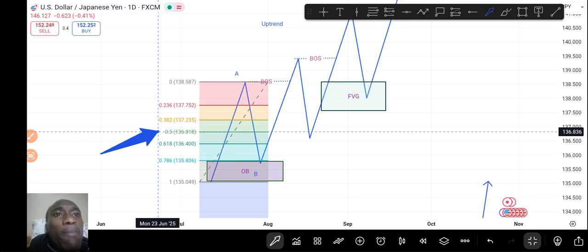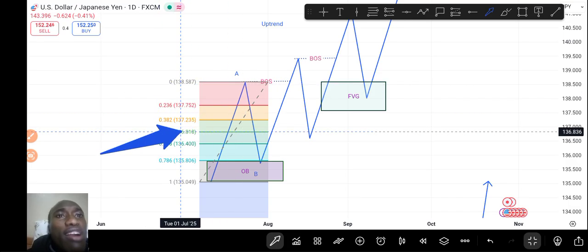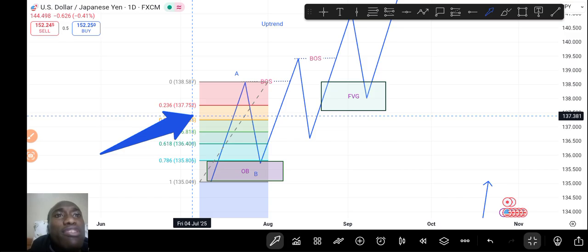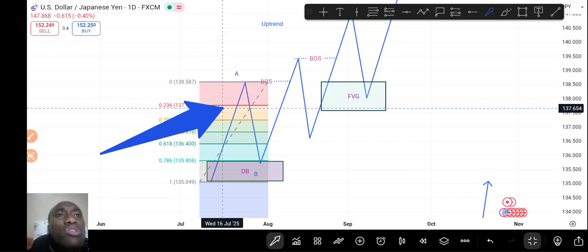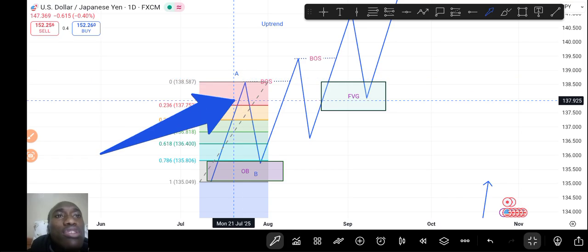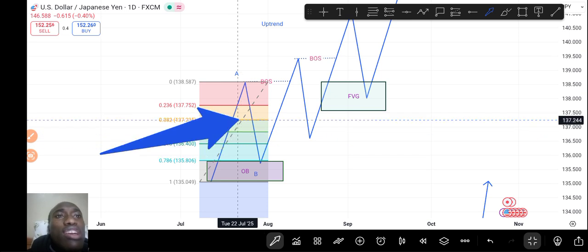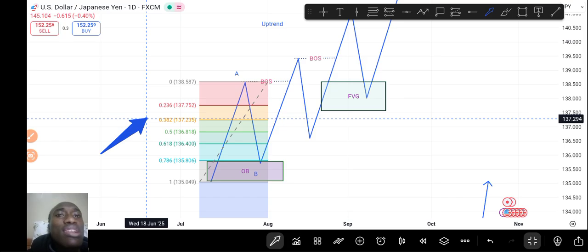Sometimes the price will be above our 50%. This is our Fibonacci retracement. Above 50%, we have a premium zone. A premium zone means you can sell from this zone downwards, and from the discount zone you can buy. We usually buy at a discount and then we sell at premium.